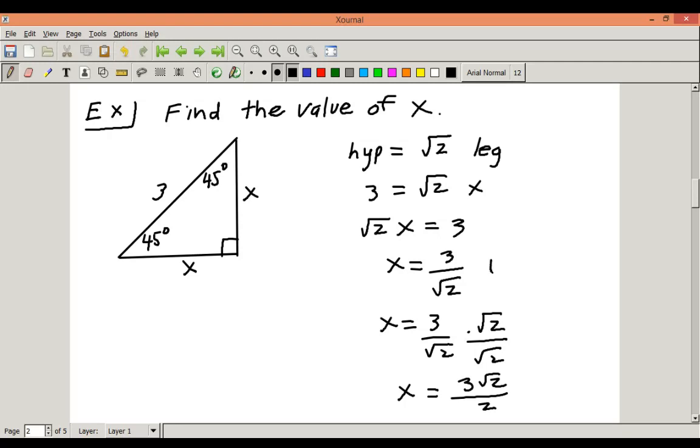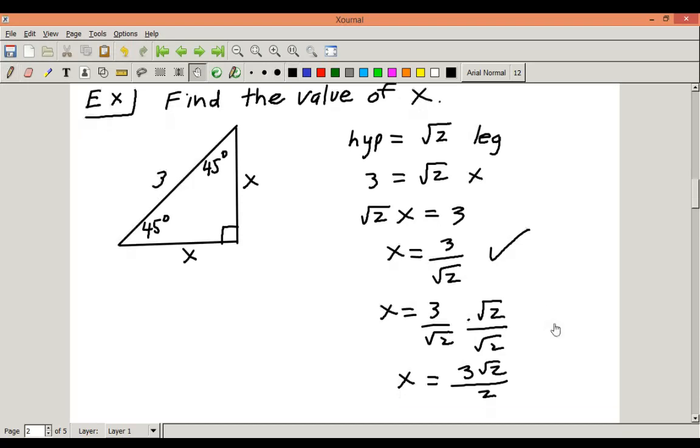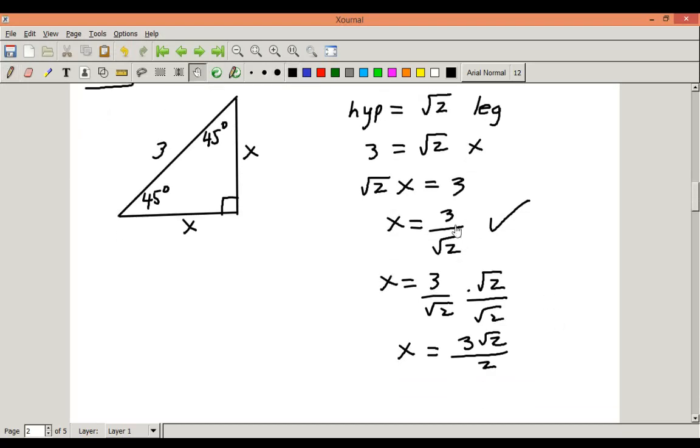So here's where we're at right there. x equals 3 divided by the square root of 2. Now, hopefully we remember from simplifying radicals, we are not allowed to have a radical in the denominator of a fraction. So what we do is called rationalizing the denominator. So we're going to take that 3 divided by radical 2 and multiply by square root of 2 over square root of 2. So that's equal to 1. So we're not really changing the fraction, we're just making it look different.